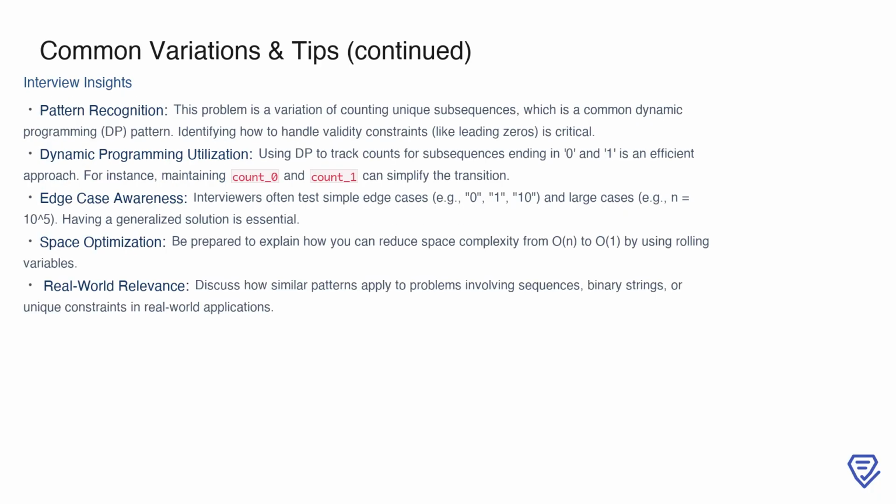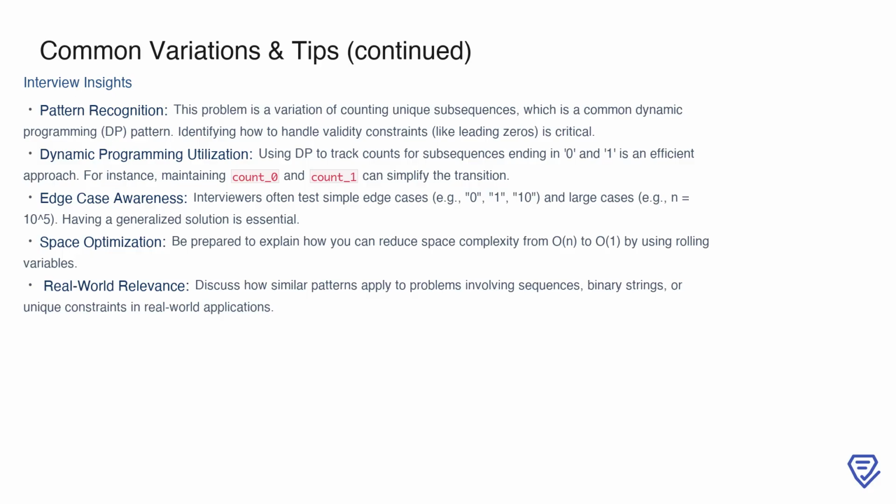This problem is often used in interviews to assess your understanding of dynamic programming and pattern recognition. The core idea is to recognize that this is a variation of counting unique subsequences, a common dynamic programming pattern. The challenge lies in handling constraints like leading zeros appropriately. Using DP to track counts for subsequences ending in 0 and 1 is an efficient approach. For example, maintaining variables like count_0 and count_1 simplifies the state transitions needed to calculate the result.